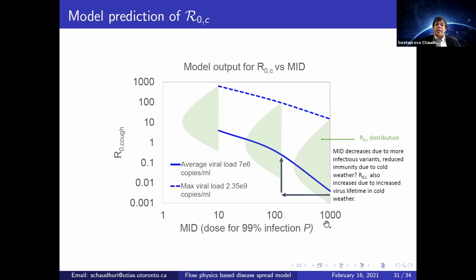Okay, and the MID, the minimum infectious dose, can vary due to several reasons: due to reduced immunity, due to introduction of new variants, and all these sorts of things. And we can generate this curve basically for any temperature, any relative humidity, any condition. So that is what we are trying to do here. That is, for any condition, can we generate the basic reproduction number. Of course, it includes several other things like population density, etc. also.